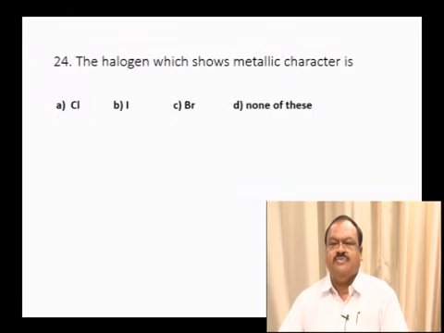The halogen which shows metallic character is: chlorine, iodine, bromine, none of these. In the halogen family, metallic character increases down the group. Fluorine and chlorine are gases, bromine is a liquid, iodine is a solid which exhibits metallic character. Hence, among the following options, B is the suitable answer, iodine.